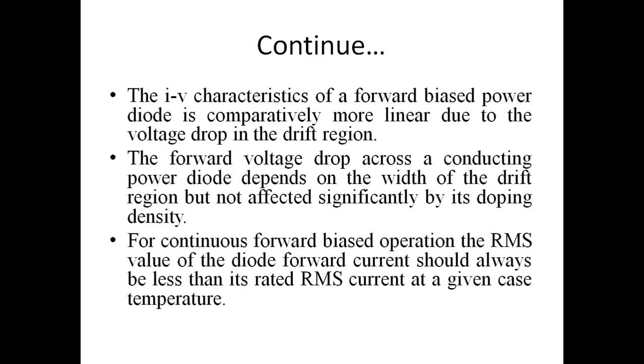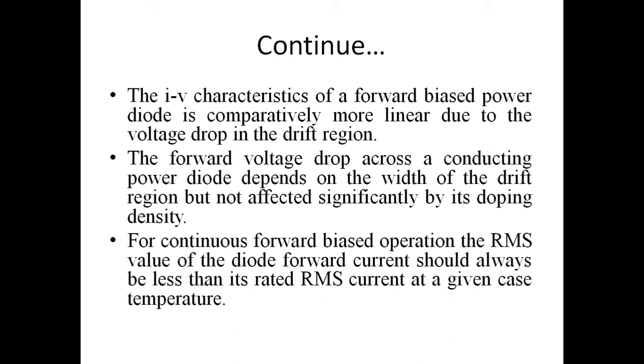Now the next point: the IV characteristic of the forward biased power diode is comparatively more linear due to the voltage drop in the drift region. So you get a linear characteristic when it is connected to forward bias. Next, the forward voltage drop across the conducting power diode depends on the width of the drift region but is not affected significantly by its doping density. Correct. So the doping density does not affect the forward voltage, but the width can.